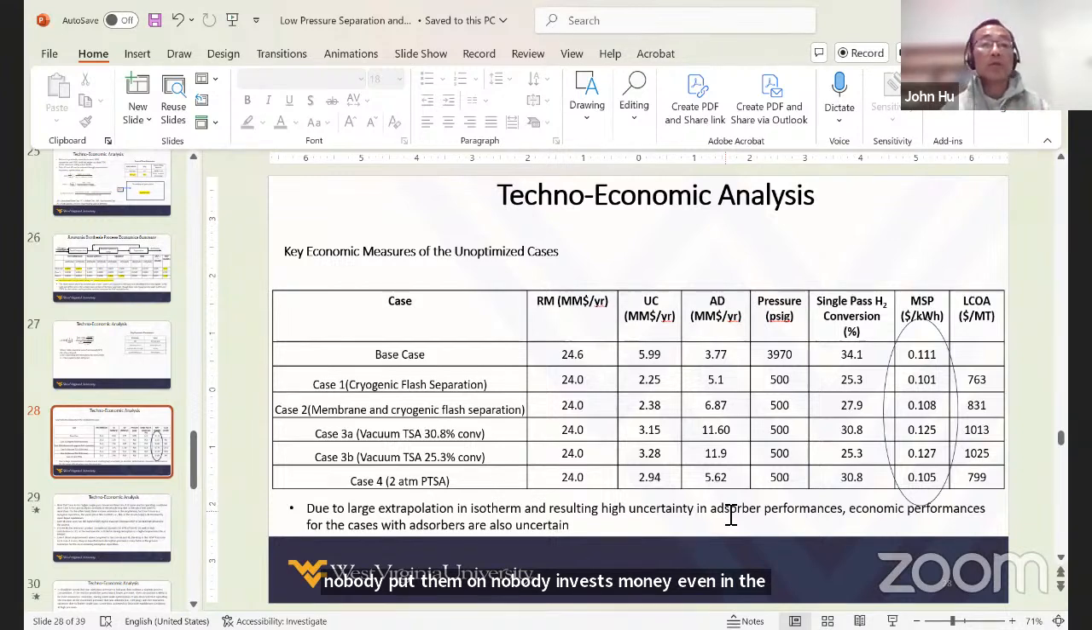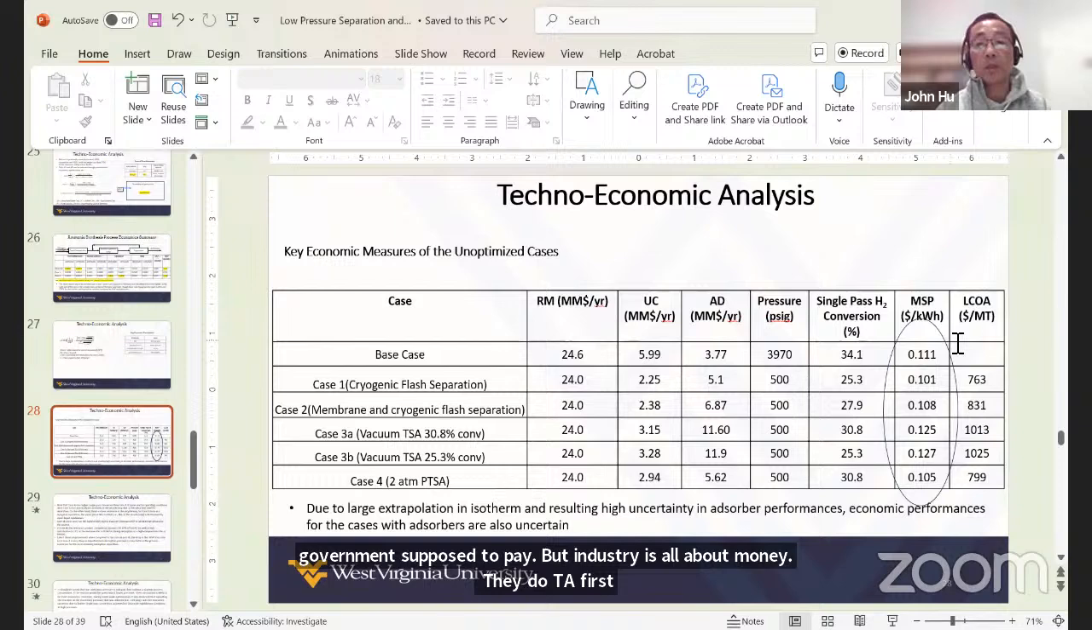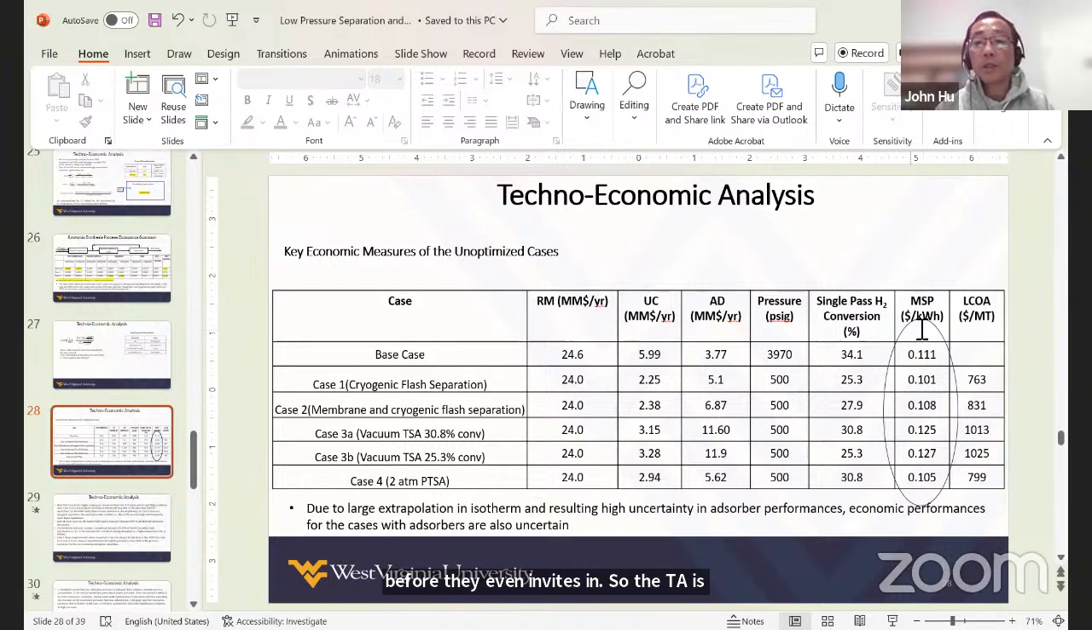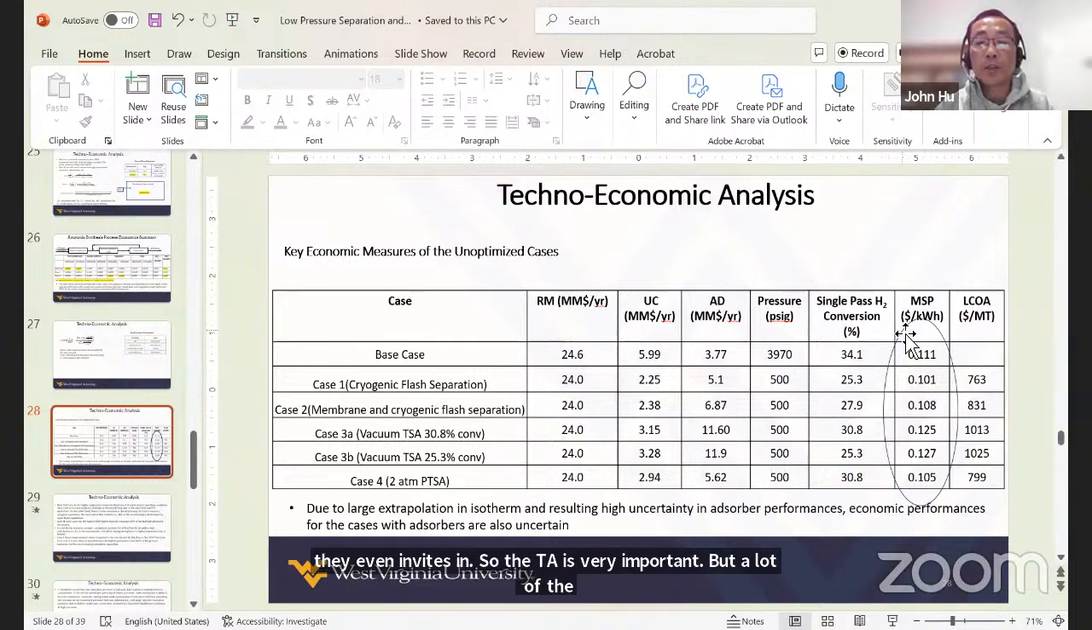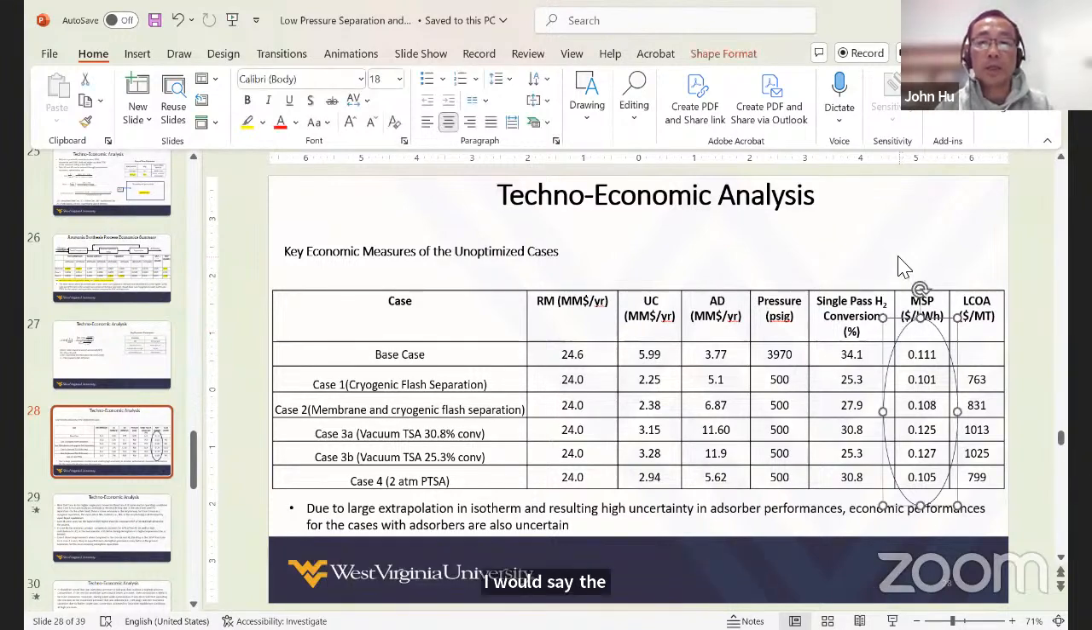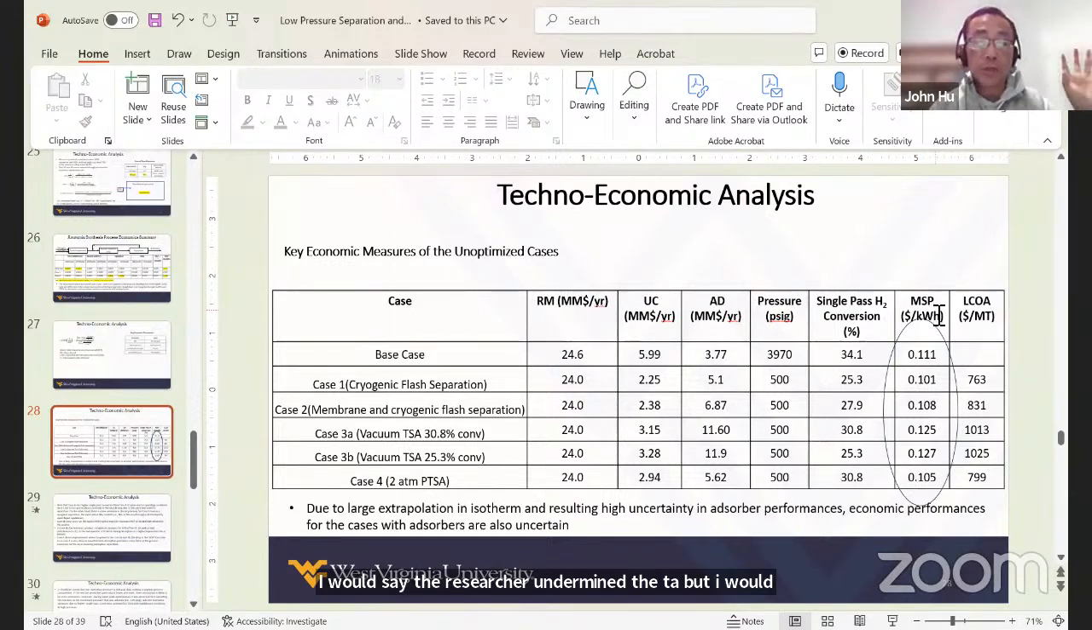In the university, we do research because we are talking about next generation technology. That's what government is supposed to pay for. But industry is all about the money. They do TEA first before they even invest. So the TEA is very important, but a lot of researchers undermine the TEA. Anyway, you understand MSP, all right?